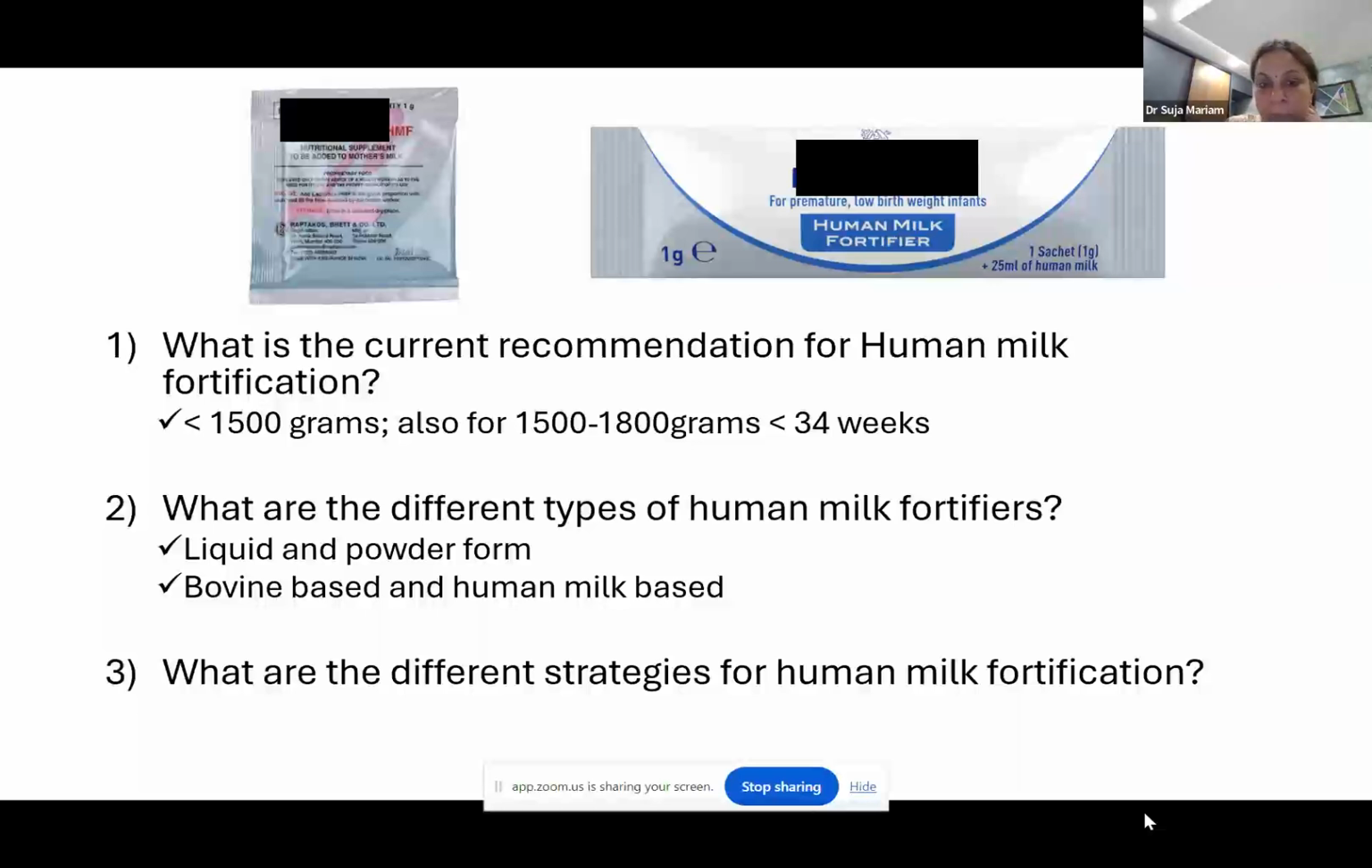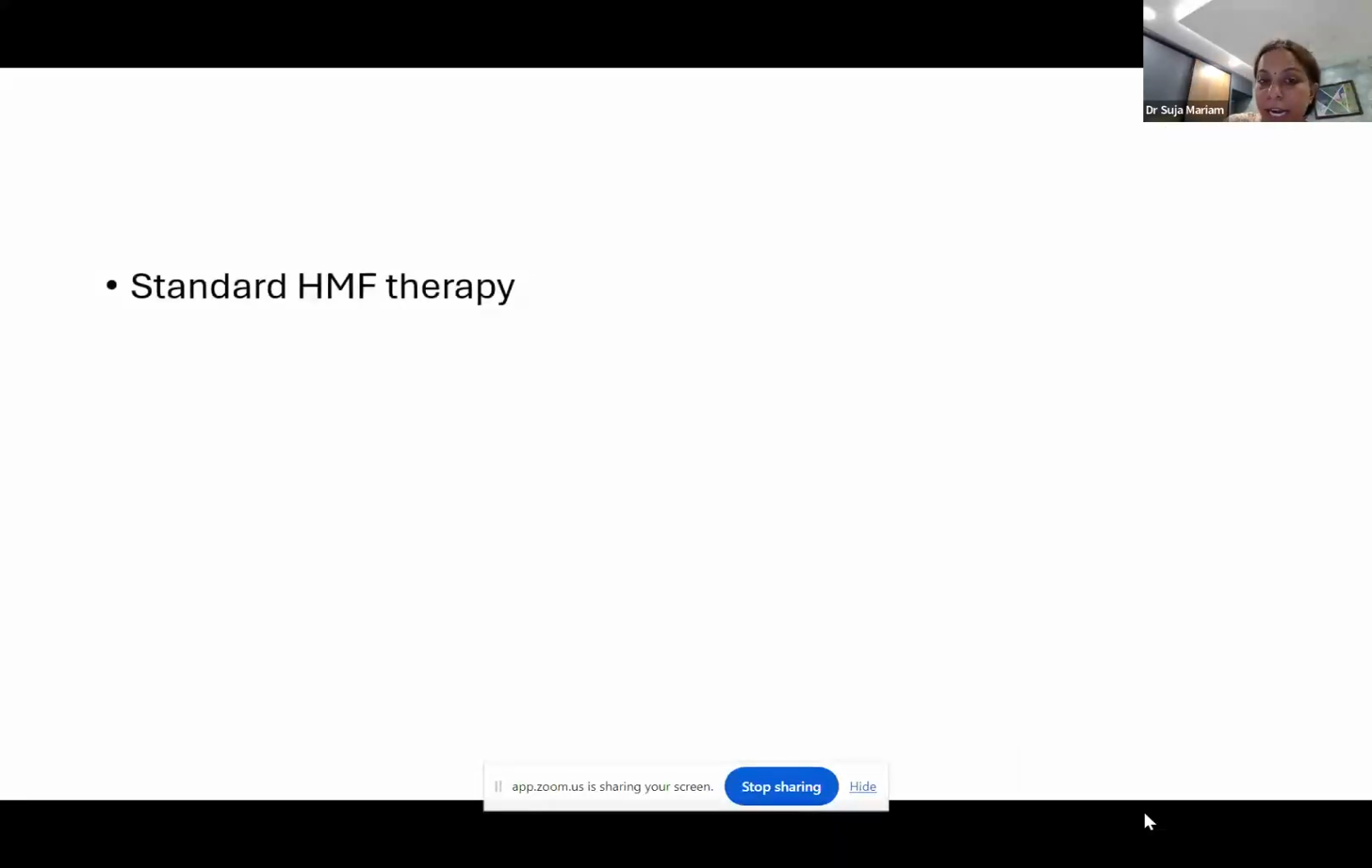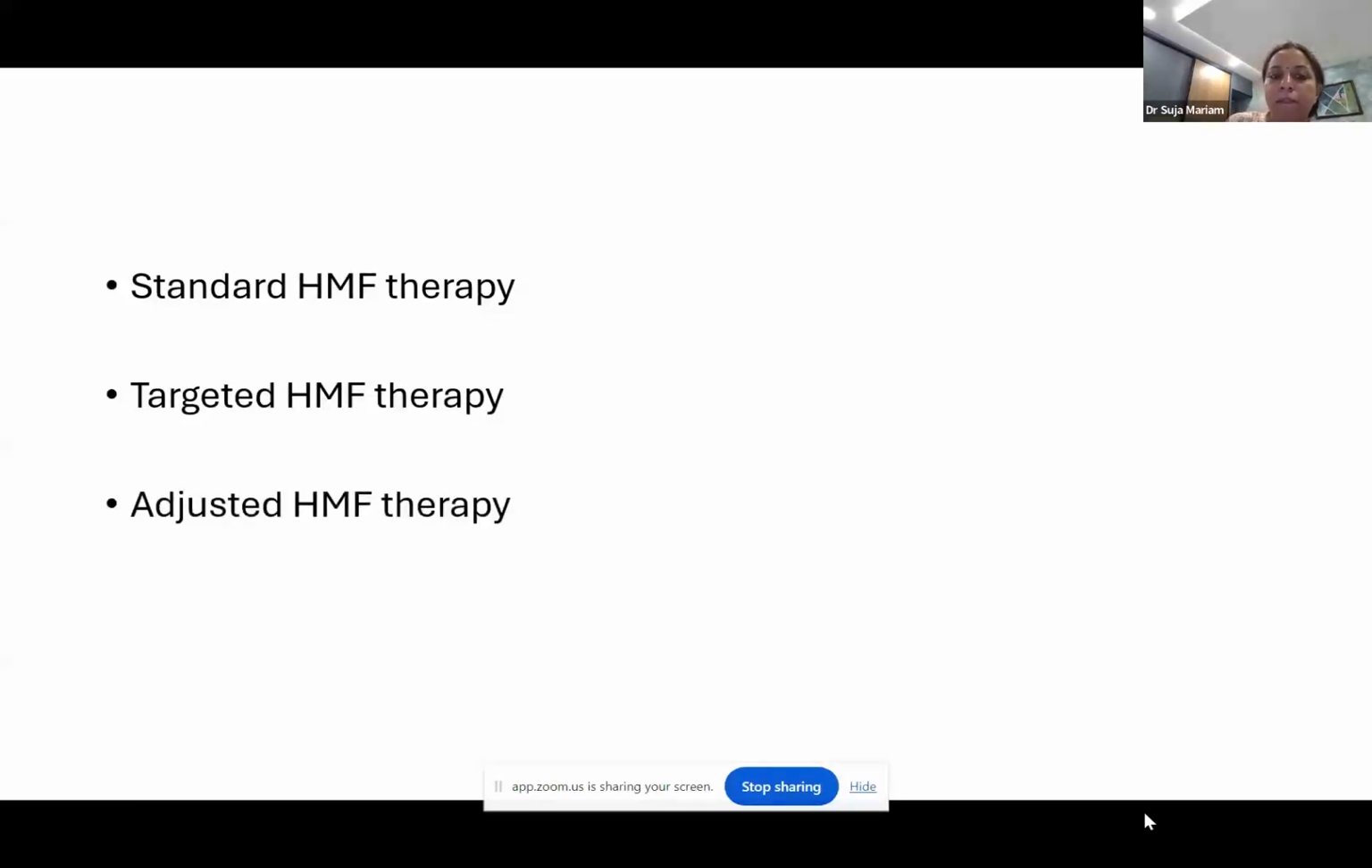Fortifiers are also available. What are the different strategies for human milk fortification? We have the standard HMF therapy, we have the targeted HMF therapy, and we have the adjusted HMF therapy. So, because of lack of time, let me tell you what is standard HMF therapy. That is, you will have 4 sachets to 200 ml of milk is what is standard. So, irrespective of how concentrated the mother's milk is, you're not bothered. So you'll be having 4 grams to 100 ml. That is one sachet to the baby.